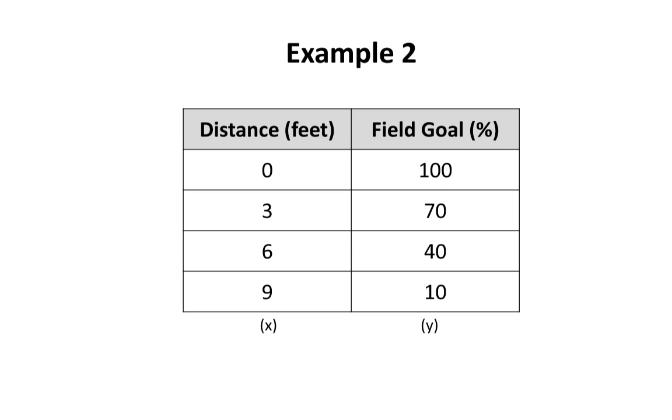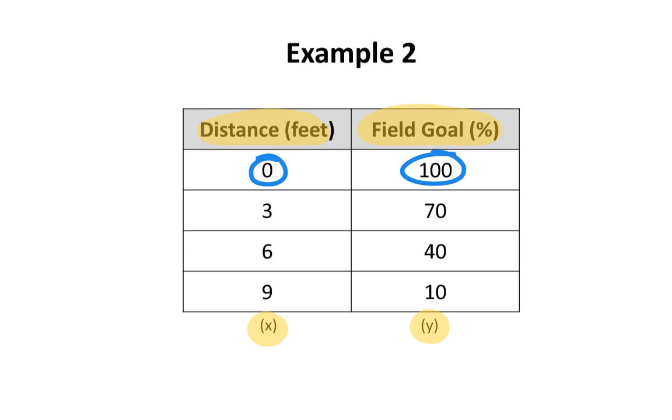In our second example, we have a situation where as your distance from a basketball net increases, your field goal percentage, in other words, your accuracy, is going to decrease. The column on the left represents your values of x, and the column on the right represents your values of y. The initial value in this situation would be 100%, since that is your field goal percentage when your distance from the net is 0. In other words, you are going to be at a layup distance.